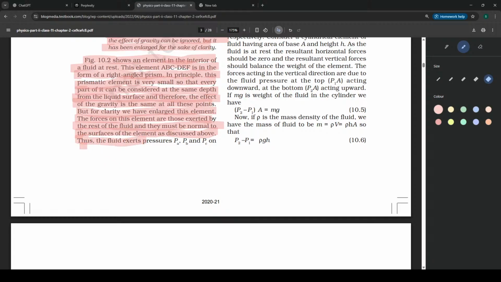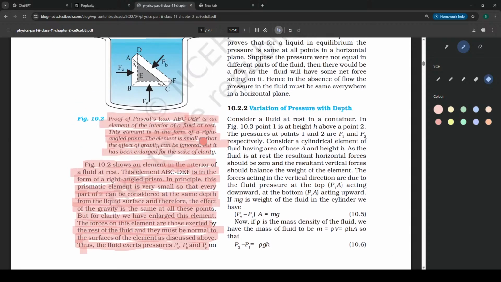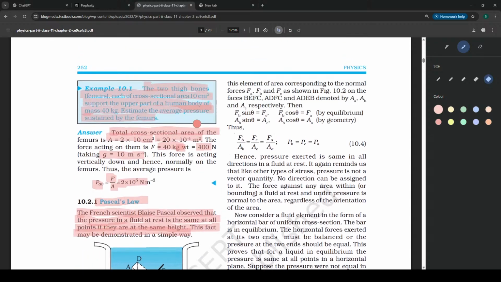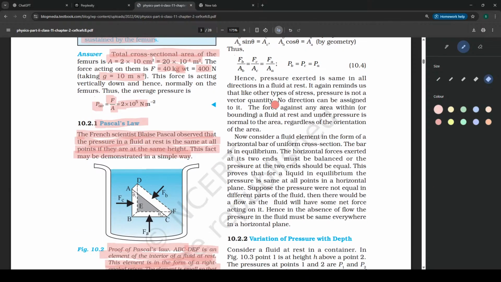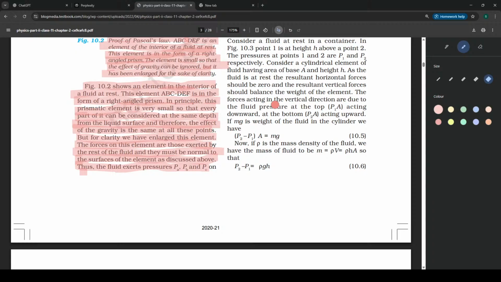Thus, the fluid exerts pressures PA, PB, and PC on this element of area, corresponding to the normal forces FA, FB, and FC as shown in figure 10.2, on the faces BEFC, ADFC, and ADEB, denoted by AA, AB, and AC respectively. Okay, let's read that again.